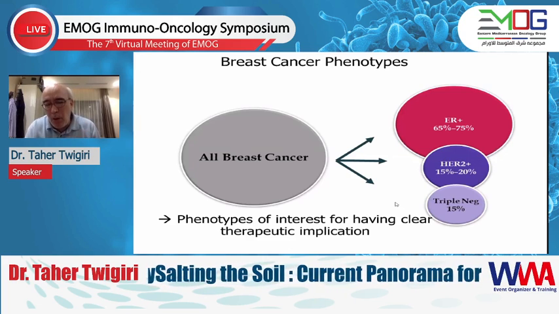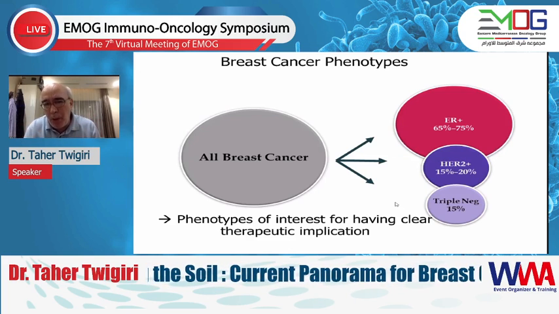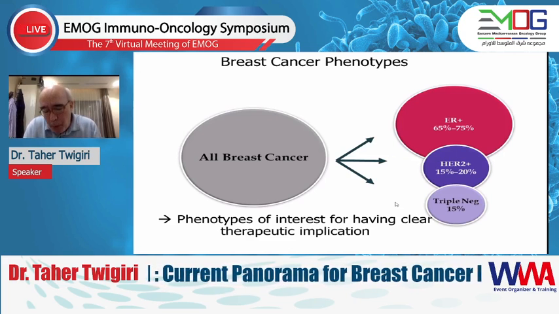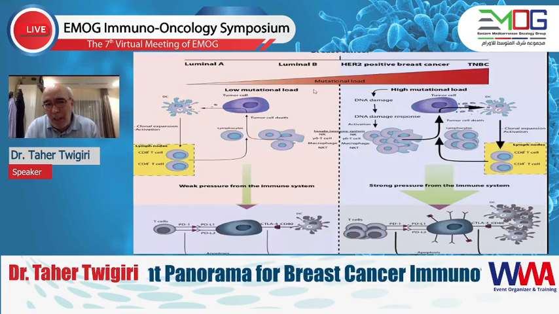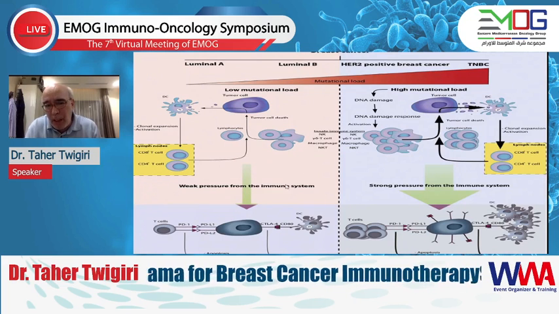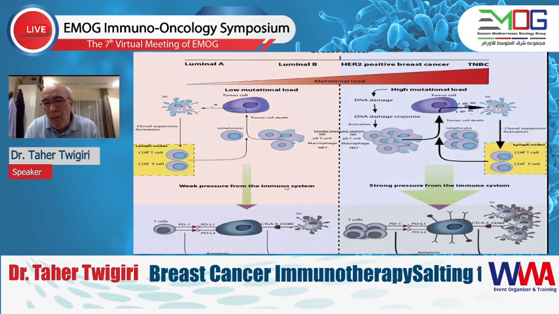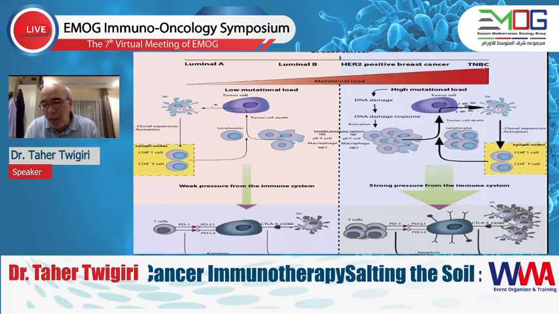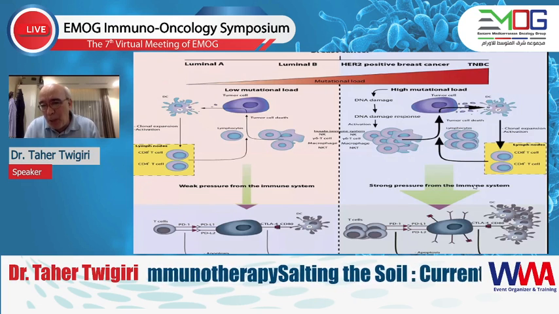I will let you know how much the tumor burden load or the mutation load that is required to understand the pressure on the immune system. And indeed, as you can see here, the Luminal A and Luminal B, including the HER2 positive disease, have a weak pressure from the immune system, and it is almost extremely low. The HER2 enriched and the triple negative are indeed the ones with strong pressure from the immune system.